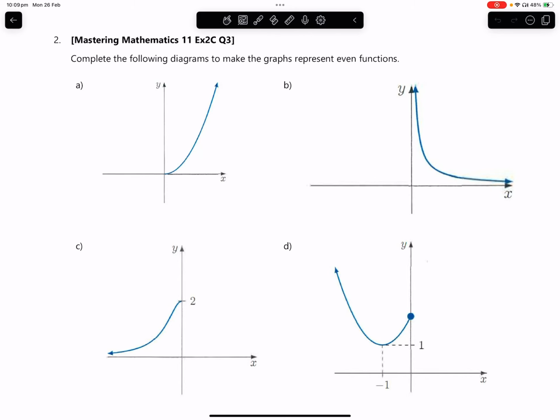All right, let's complete the following to make these even functions. Even functions are symmetrical about the y-axis, meaning that if you have a part of this on the right side, you can reflect it by the y-axis to get this. So this is the part of the even function.